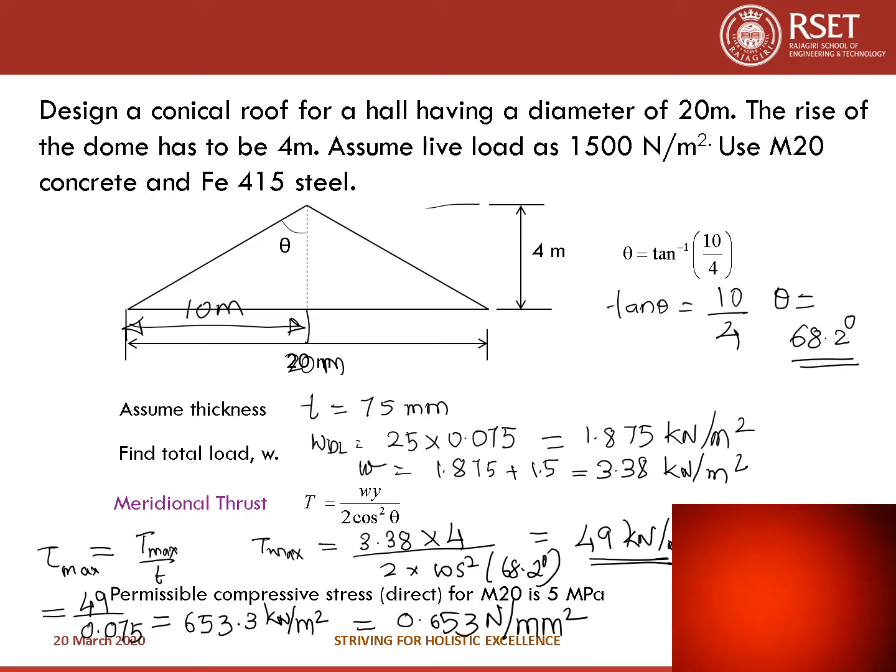Okay, now this value of stress should be less than the allowable stress in concrete. So the allowable stress, or the permissible direct compressive stress, for M20 is, as we already saw in the last problem, 5 MPa. You can take it from IS 456. So this value is less than the 5 MPa allowable limit. So we are on the safe side.